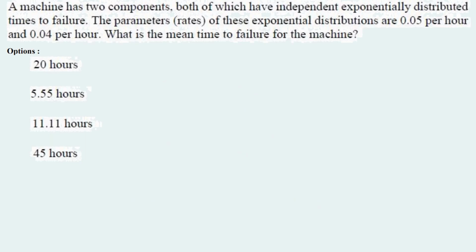Hi all. Let's have a look at this question. A machine has two components, both of which have independent exponentially distributed times to failure. The parameters of these exponential distributions are 0.05 per hour and 0.04 per hour. What is the mean time to failure for the machine?